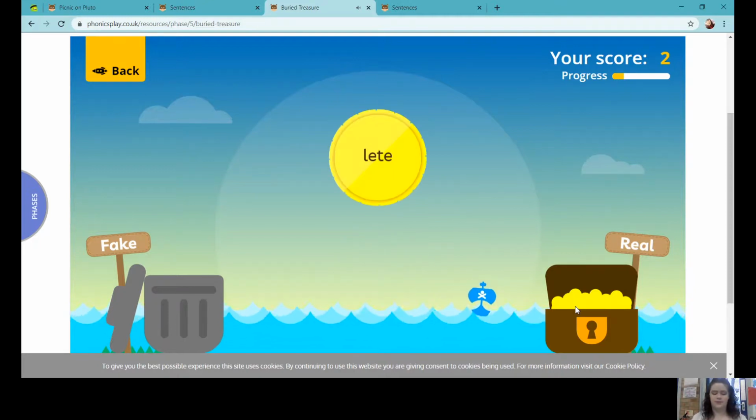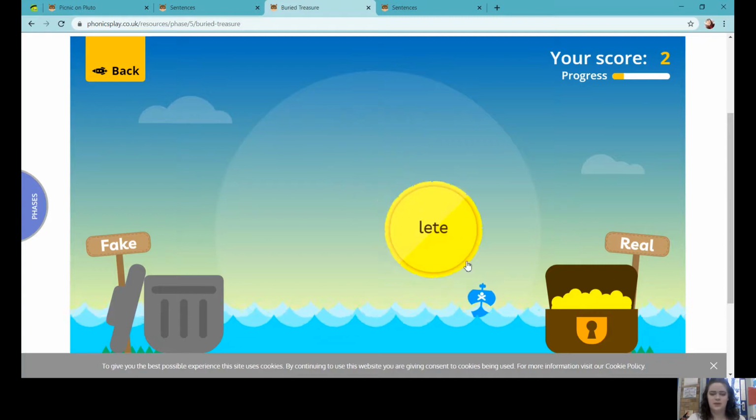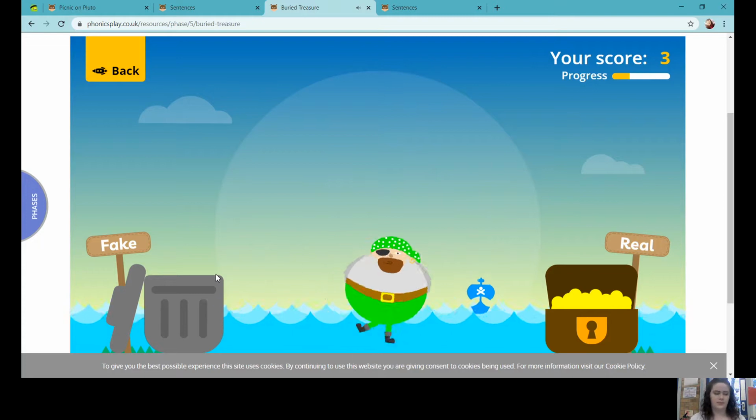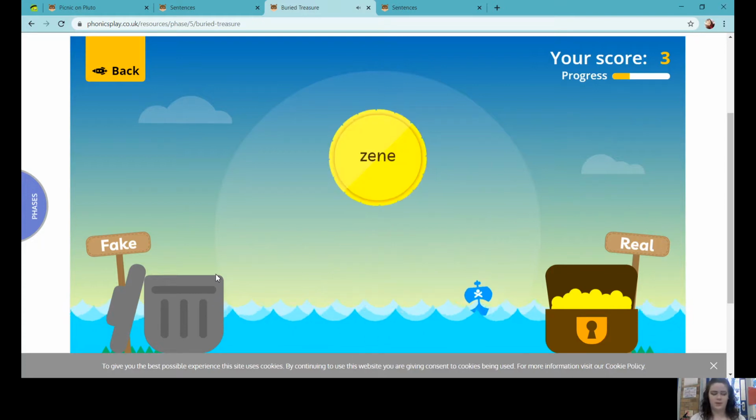Okay, next word, off you go. Wonderful. Leet. Is leet a real word or a nonsense word? That's right, it's a nonsense word. Okay, next word, off you go. Wonderful. Zine. Is zine a real word or a nonsense word? That's right, it's a nonsense word.